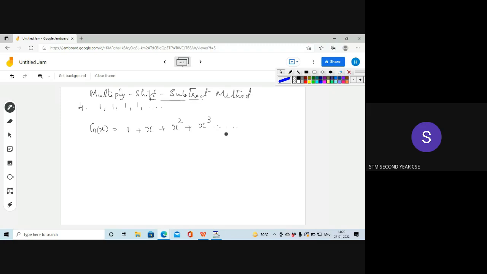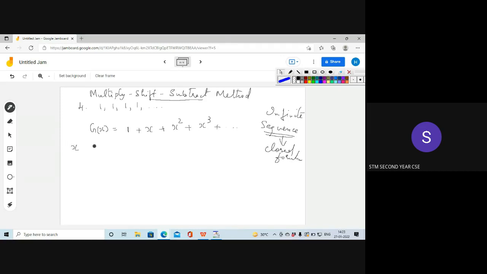Now I want to generate a function which is of the closed form. This is an infinite sequence, so I want to bring it to a closed formula. I want to find a general formula for this particular sequence. For that, we apply the multiply, shift, subtract method. This is step one: you first write the generating function.